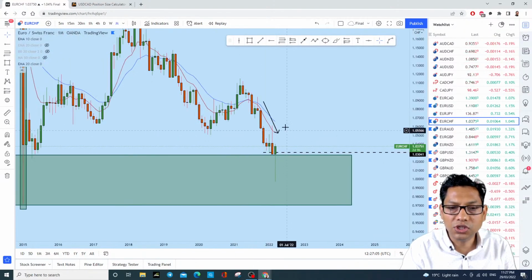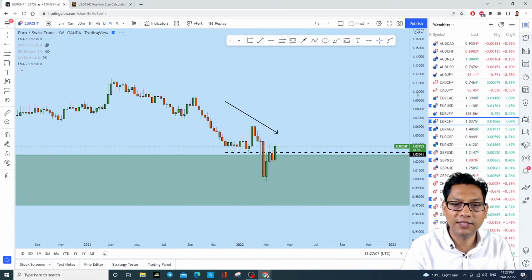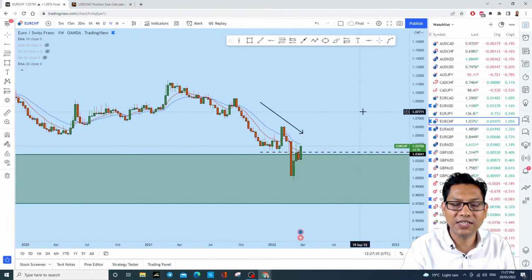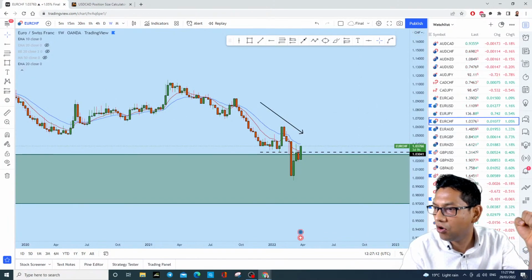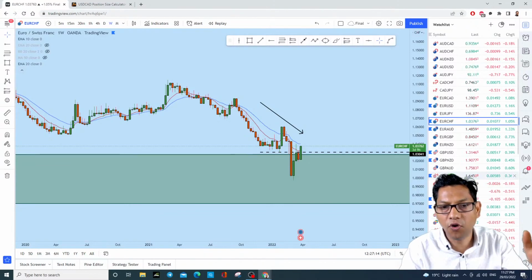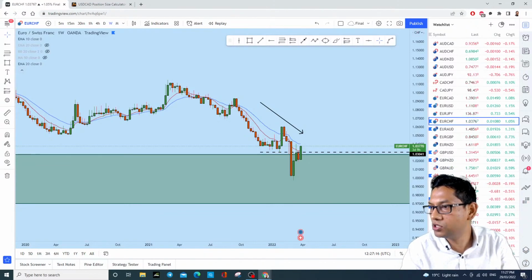I would say for Euro CHF, for now let's keep it aside. Let's see how the price action is forming, then we will think about selling Euro CHF. For now, let it move, and we'll see. Euro is short term bullish, yes, but I will not trade for now.